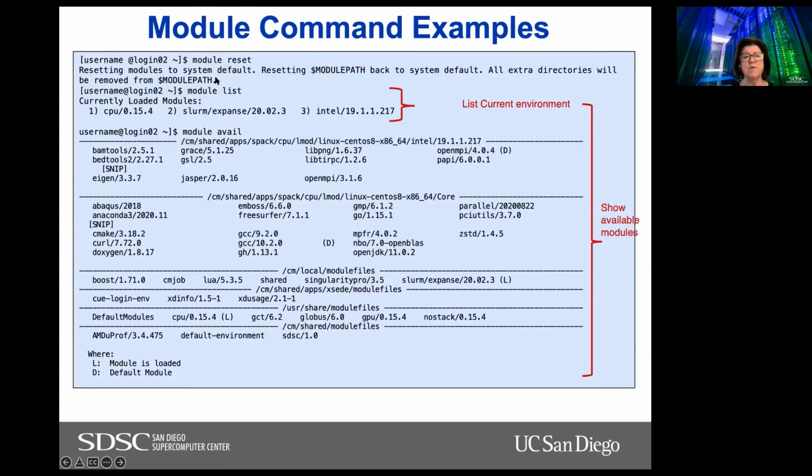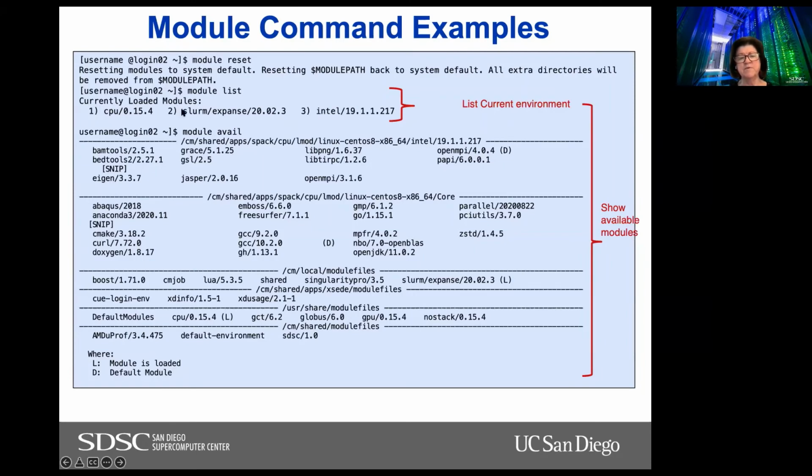So here's an example on Expanse. Expanse has 2 login nodes, so you might log into login 02, and you might log into login node 01. So you might see this change a little bit. It's the same machine, it's just load balancing. And we want to reset the modules to the system default. And here I'm listing what I found in my current environment.